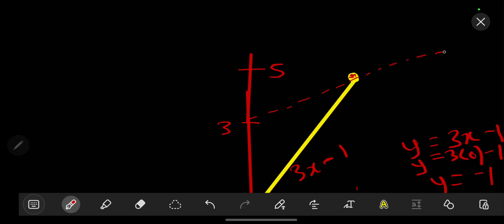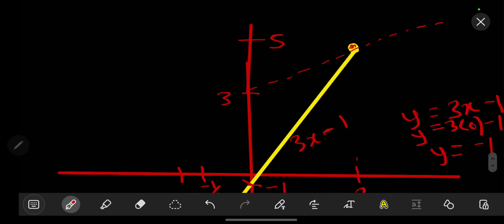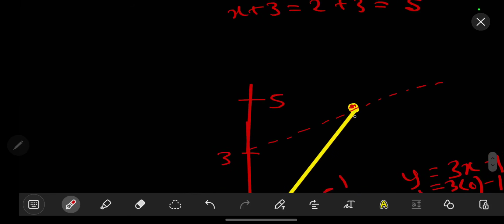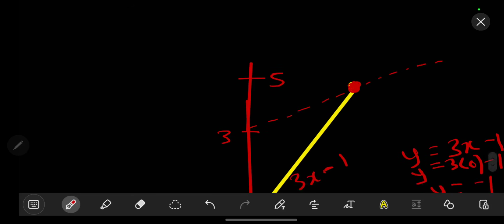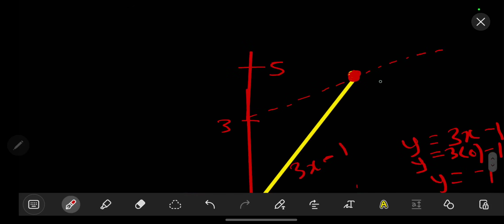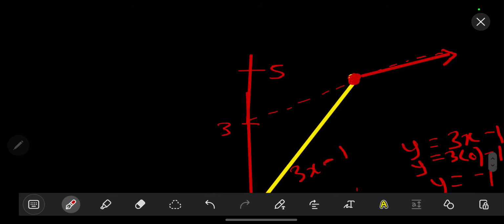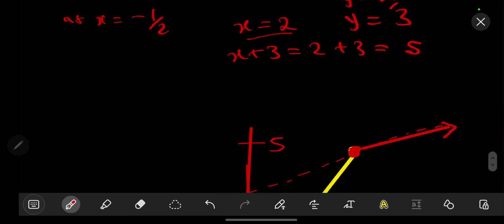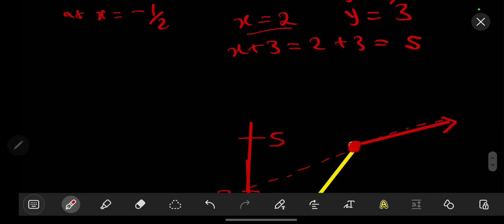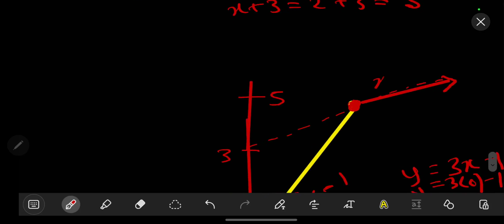But the condition of the graph is that x is greater than or equal to 2, meaning it's beginning at 2, then continuing where x is positive like that. So this is our graph like that. This is our graph for our last portion, which is our x plus 3.